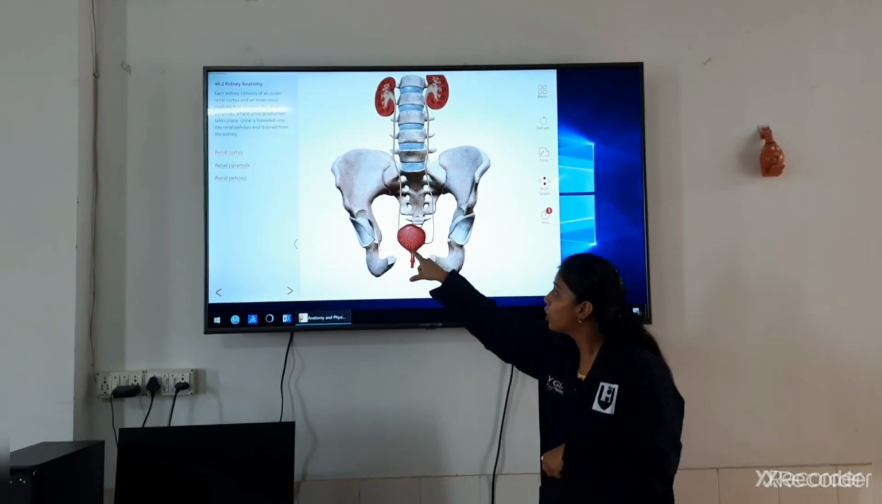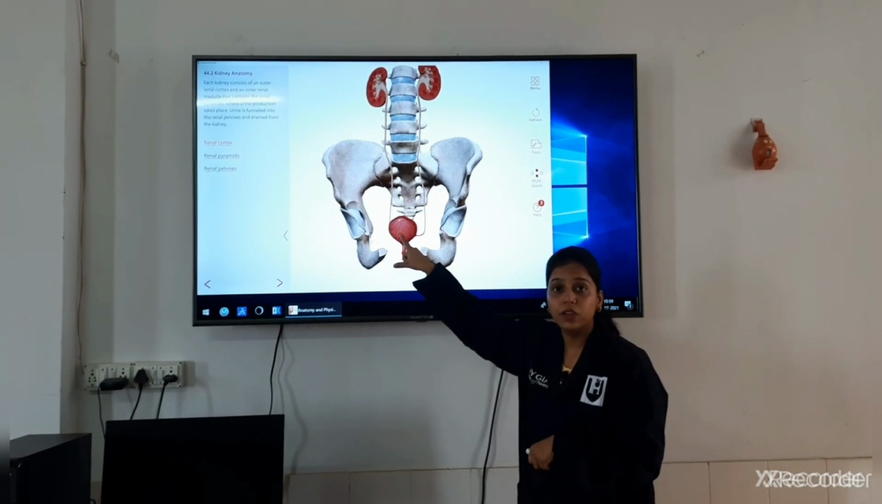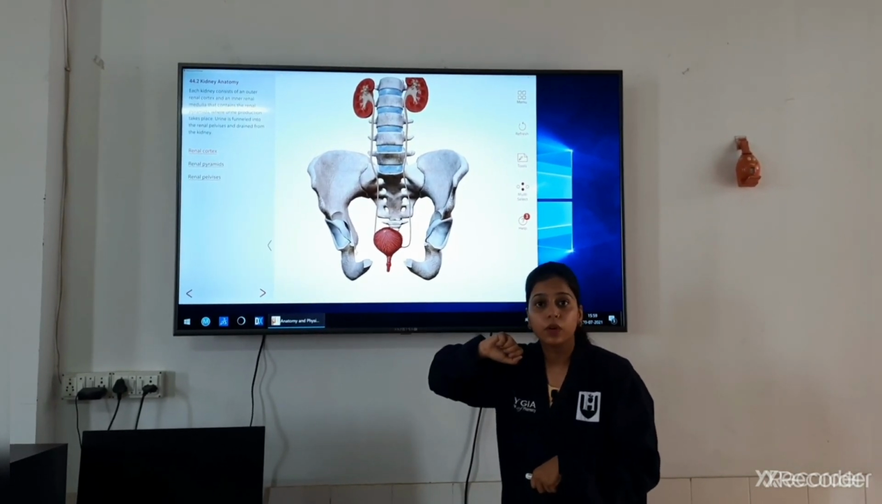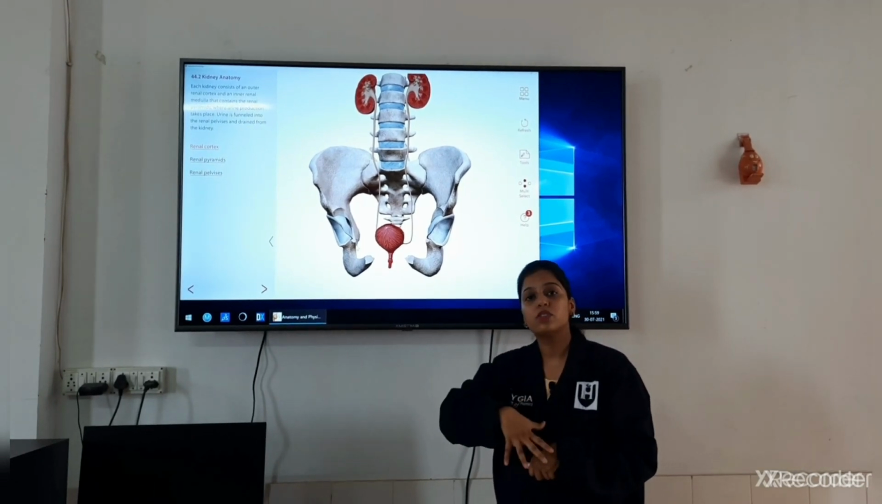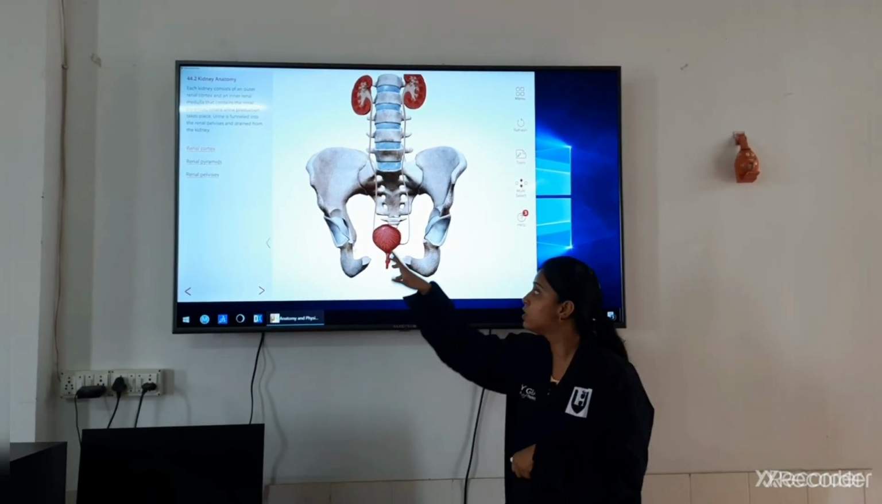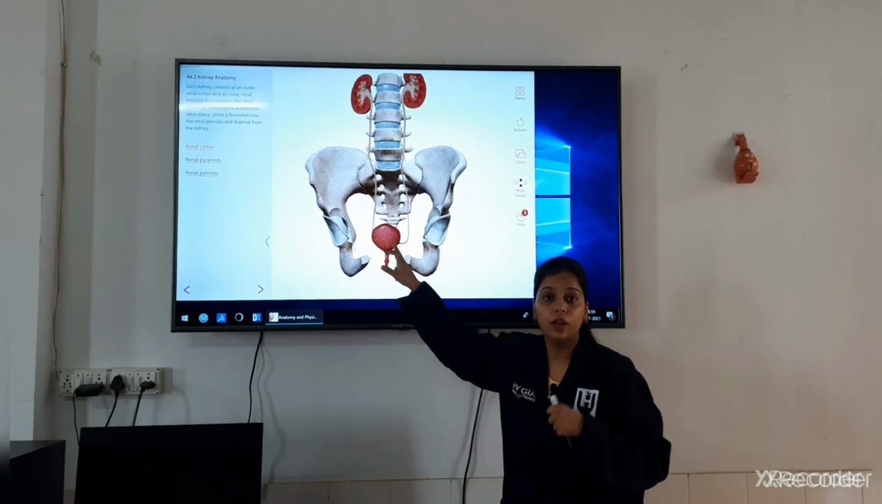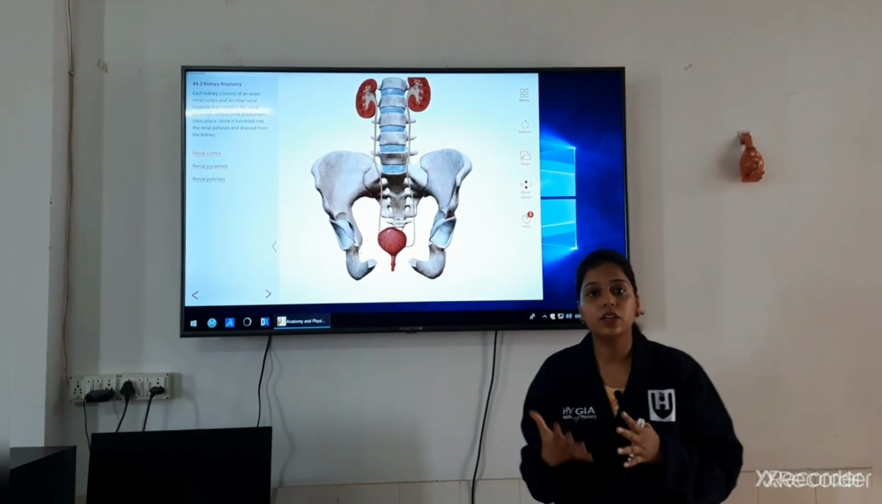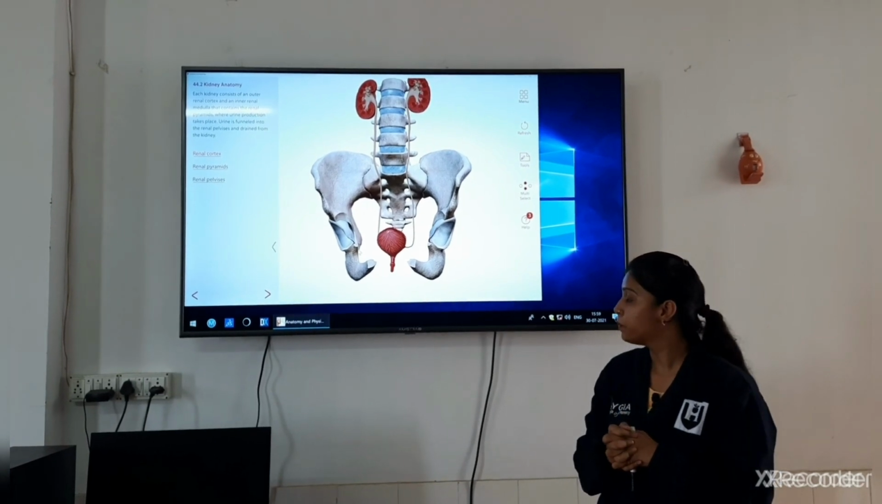When the contraction occurs in this urinary bladder, the urine moves from the urinary bladder towards the urethra, okay. So in the micturition process, or the urination process, this detrusor muscle plays a very important role. And lastly, it is surrounded by the serosal layer.